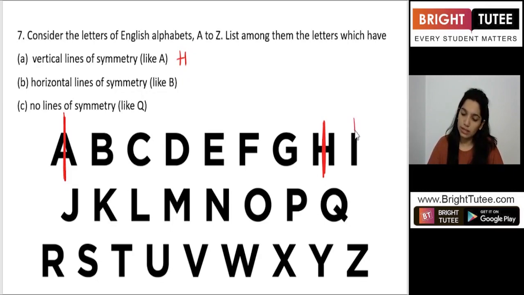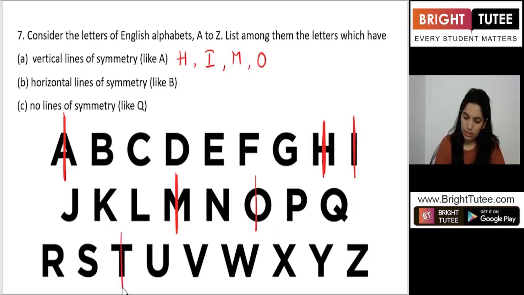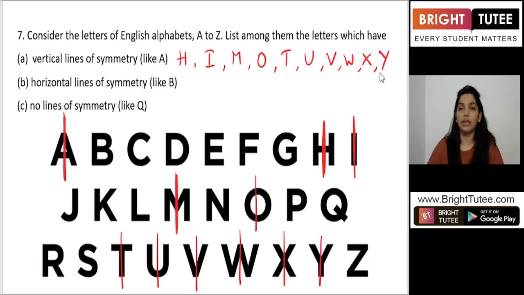Now for the letter I, I can just put a half line exactly in between. So I can be 1, J, K, L, M is one of the structures that can have a vertical line of symmetry. Then O is definitely a 1. Then we have got T as the alphabet. Then U can have the same. V can have the same. W can have a vertical line of symmetry. X can have a vertical line of symmetry. Y can also have a vertical line of symmetry.